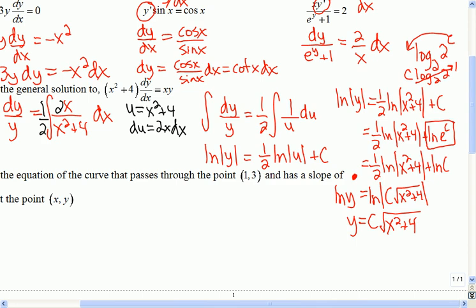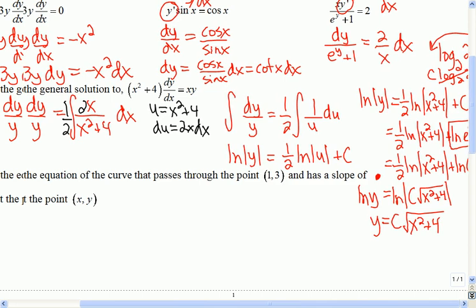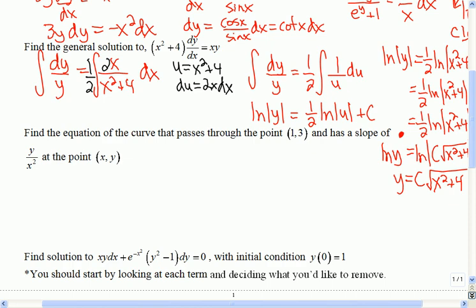So that's what we mean when we ask for a general solution. There's a constant in the answer. But when we ask for the specific solution, here I'll walk us through the first one and you can try the next one. In this example, it tells me that the slope is y over x squared. So basically we're being told that the derivative is equal to y over x squared.